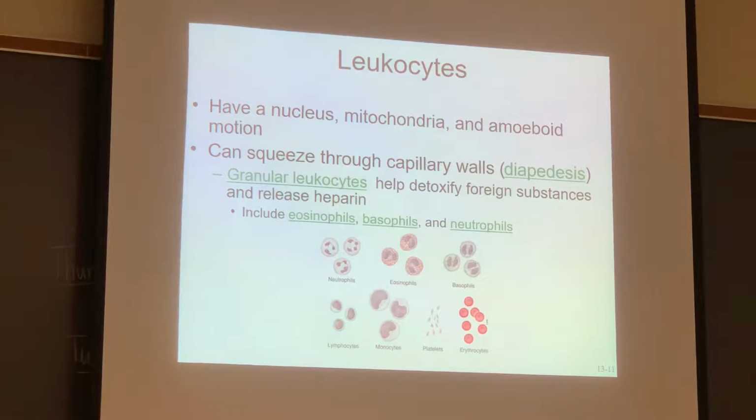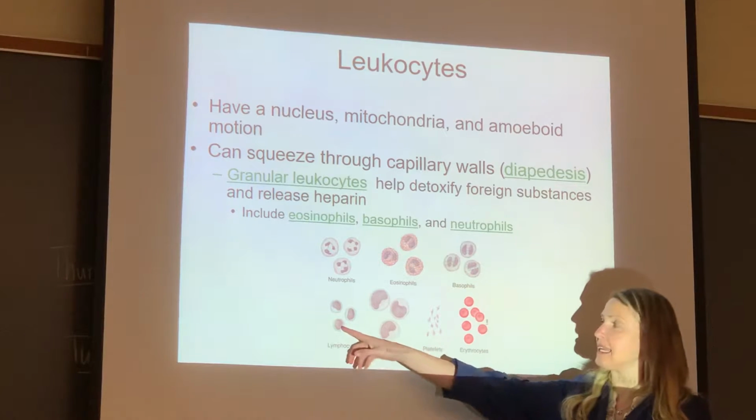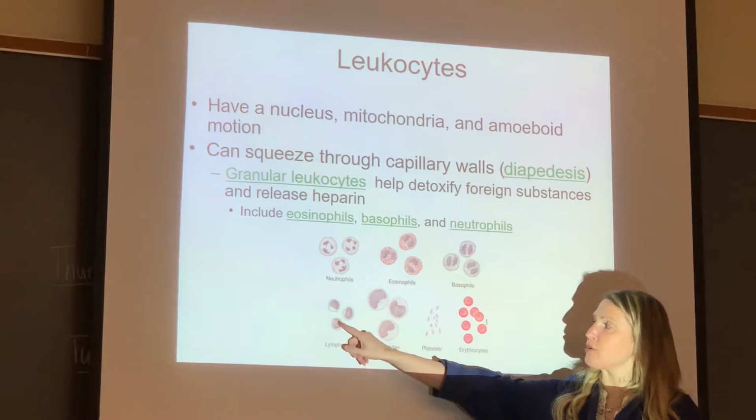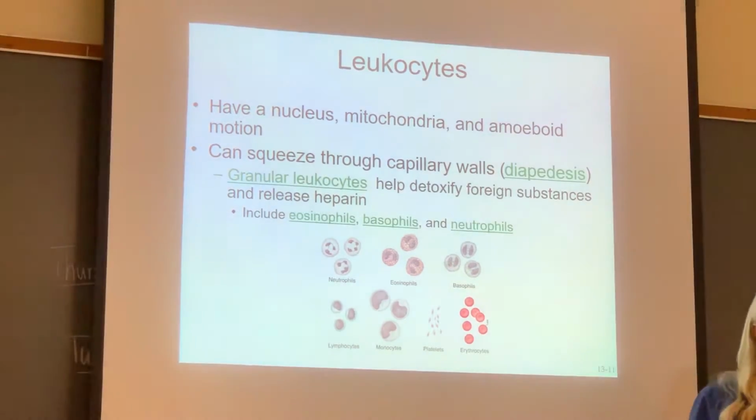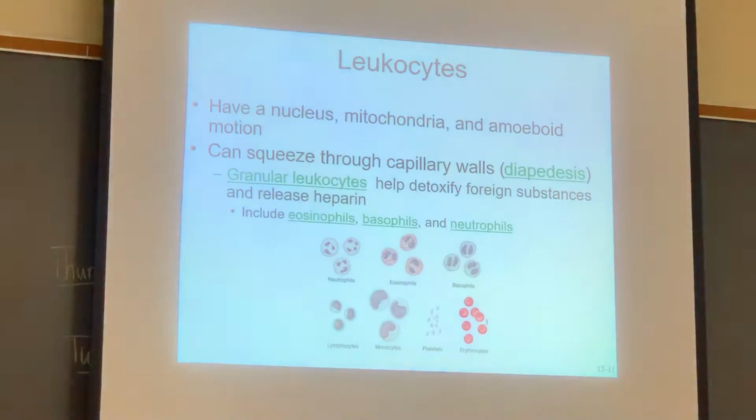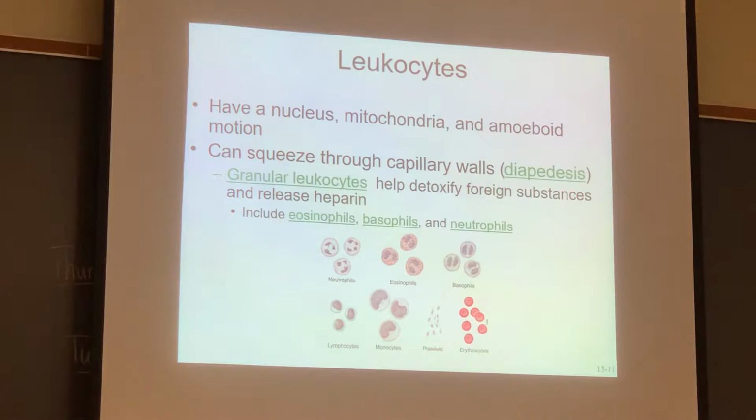All right, and then we have the lymphocytes, which are really tiny. They are pretty much all dark purple nucleus with a little bit of cytoplasm around them. Again, they're agranular, so you don't see any granules. Now, these can differentiate into two types of lymphocytes. They can be T cells or B cells.